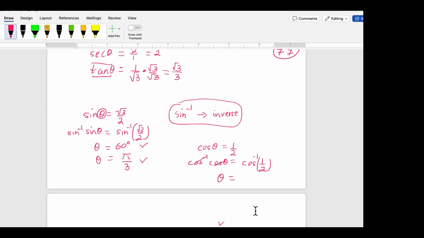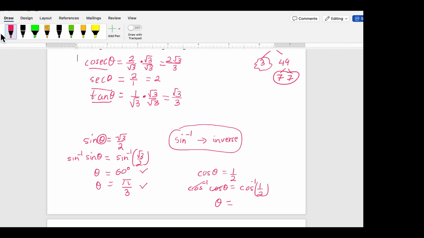So again, I'm going to get the same value, which is 60, because we're still talking about the same angle. So remember, no matter which trigonometric ratio you choose, it's always going to give you 60 degrees for your angle.